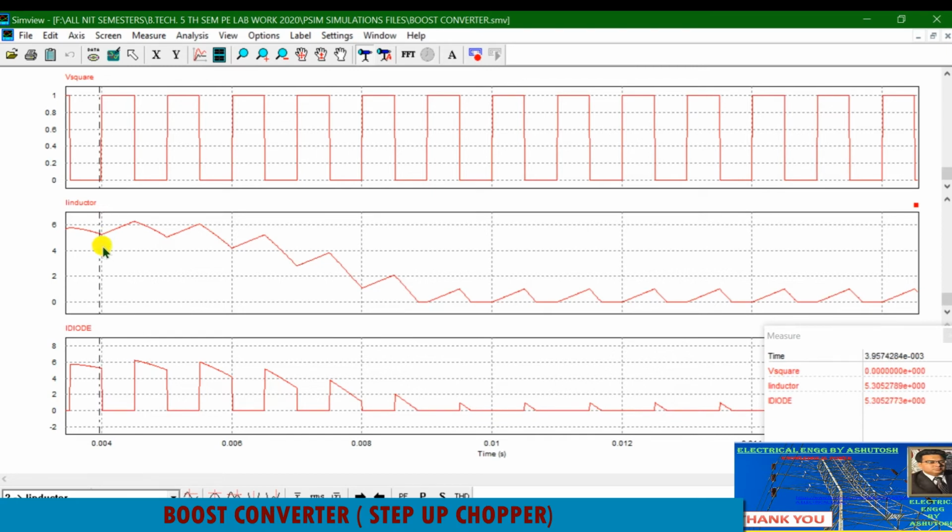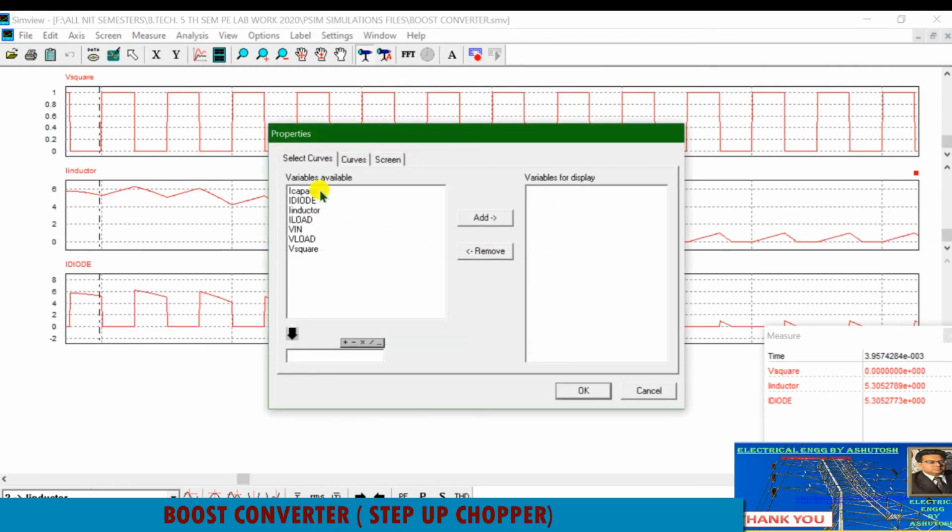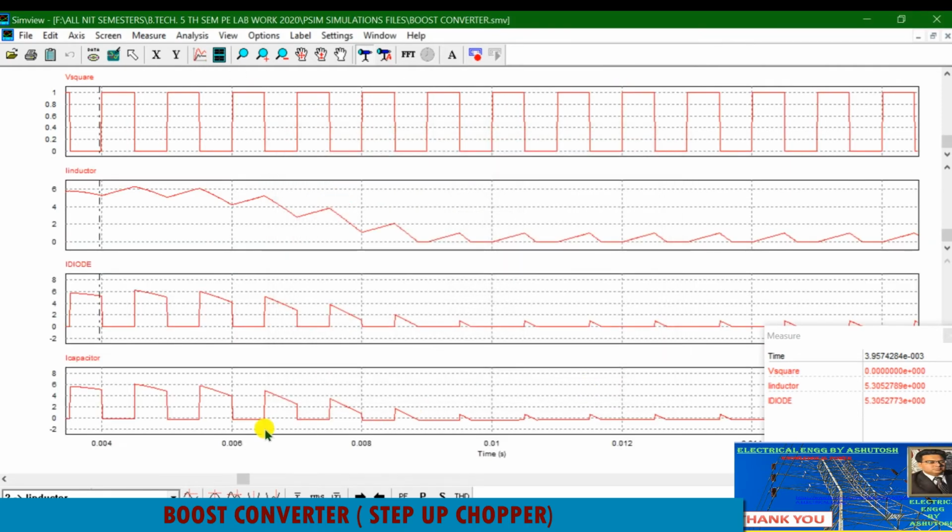So the charging current in the inductor increases. It keeps increasing. And during the on period, no diode current conducts, because the diode is reverse biased. All the current flows through the short circuited path. Also we can see the capacitor current. This is the capacitor current. So you can clearly see, guys, the capacitor also does not conduct during this T on time.